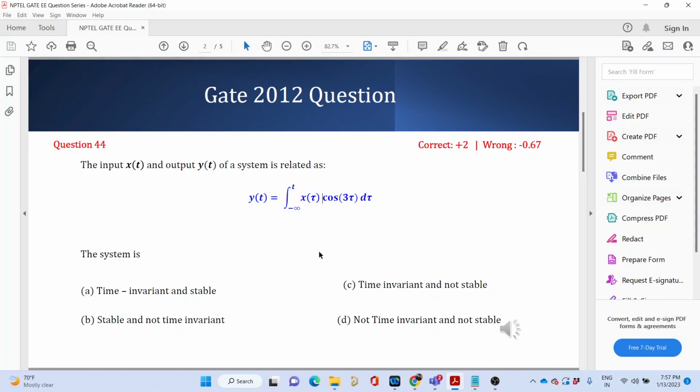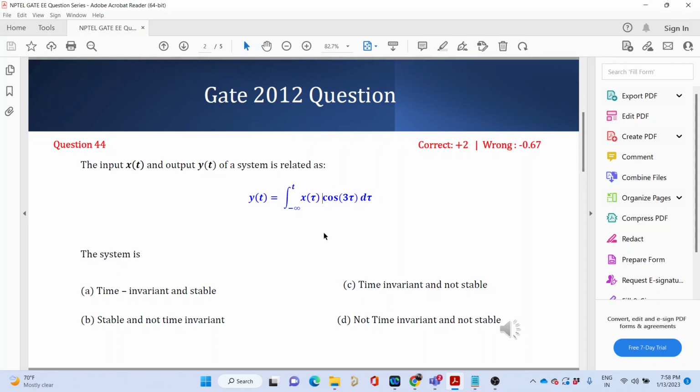Tau plus sine 2 tau divided by 2. So what are the limits of the integration? Minus infinity to t. You replace tau with that, what are you getting? Minus infinity... Sir, sine infinity minus infinity is... Sine infinity is bounded, okay. What about this minus infinity term you are getting? Sir, it is not bounded. Okay, so you see it is not a stable system, it is an unstable system.